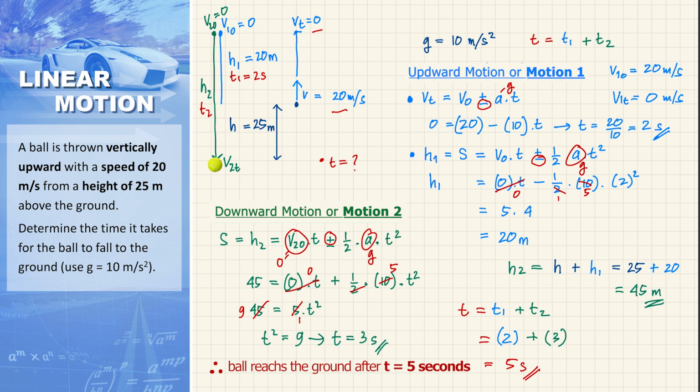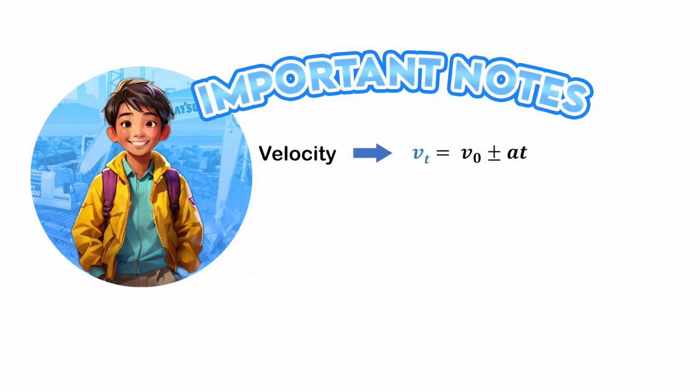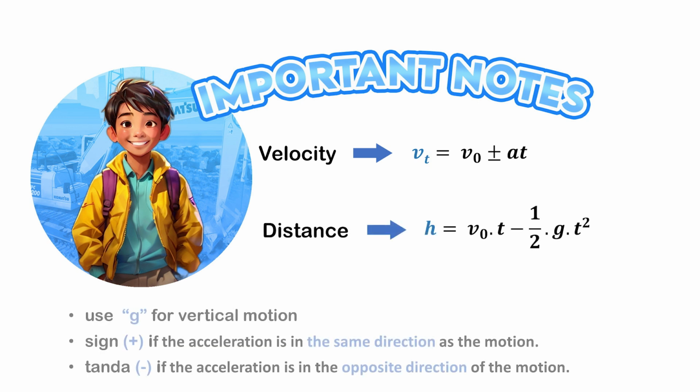Although the answer seems long, only two formulas are used. They are the formula for velocity at time t, and the formula for distance traveled. What is important to remember is the use of the plus and minus signs according to the direction of acceleration and the direction of the object's motion.